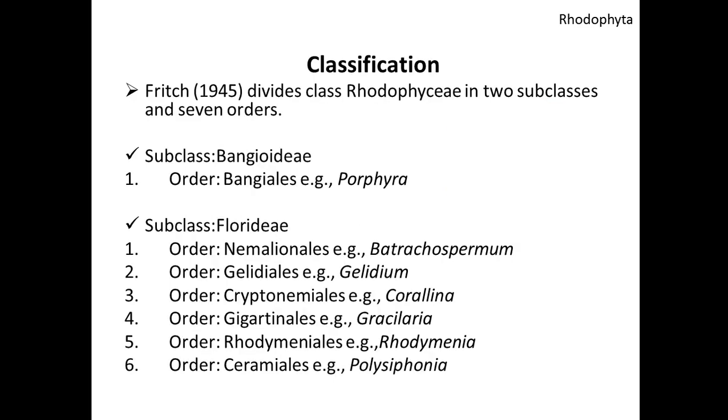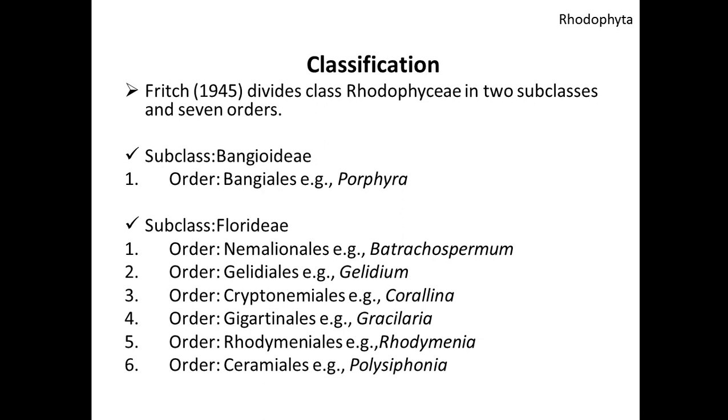Now the classification. Fritsch in 1945 divided the class Rhodophyceae into two subclasses, that is Bangioideae and Florideae, and 7 orders. Subclass Bangioideae has one order, that is Bangiales, and subclass Florideae has 6 orders, that is Nemalionales, Gelidiales, Cryptonemiales, Gigartinales, Rhodymeniales, and Ceramiales. Important examples of red algae, as we discussed earlier, are also mentioned here.